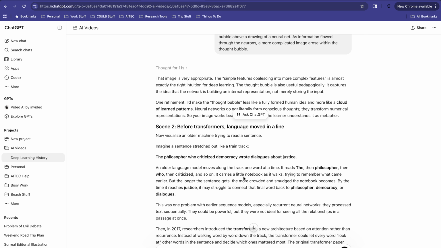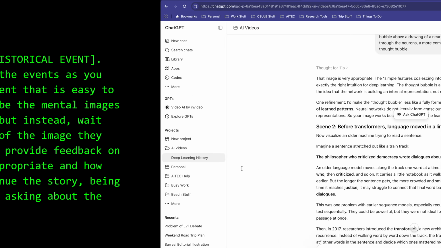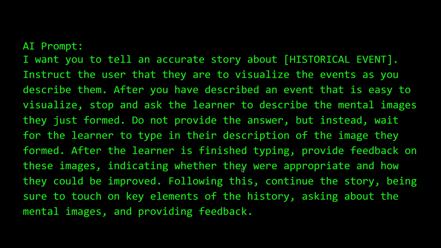I will also provide a link to this thread so you can check it out. But generally speaking, I think that dual coding will work very well for almost any field. You may have to be smart about which prompt to use, because some fields are very easy to visualize with an image, right? You can just tell it, make me an image. And other fields, it might be better to work with mental imagery, like in this prompt that I have right here in front of you.